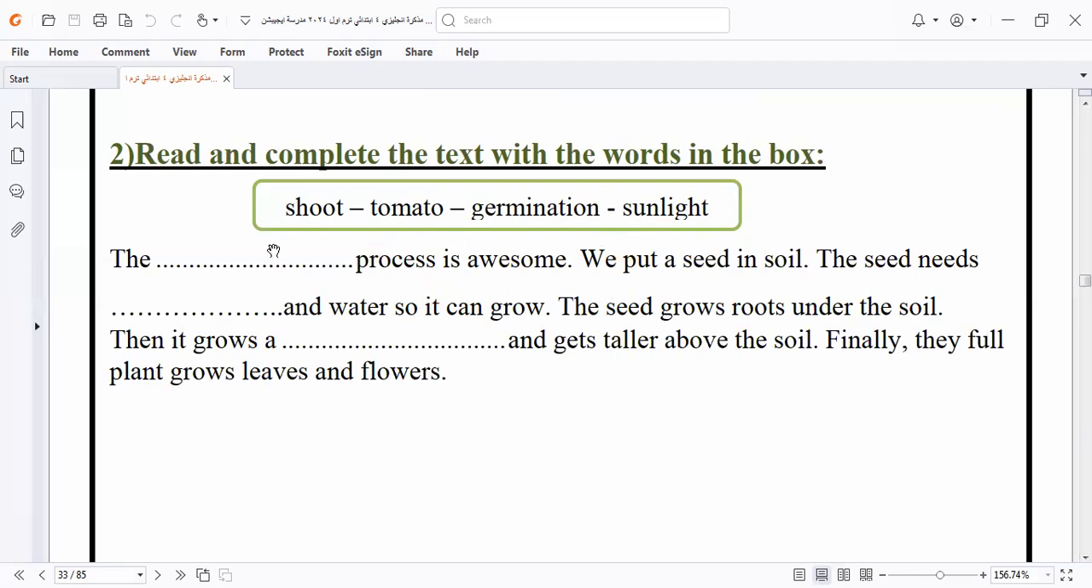Here we have: the process is awesome. Which one is the process? Germination. So I write germination. Here we have germination.